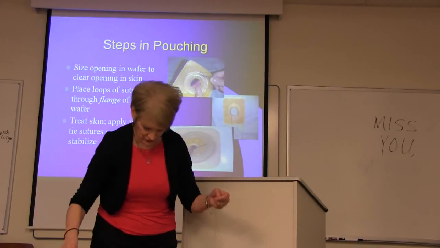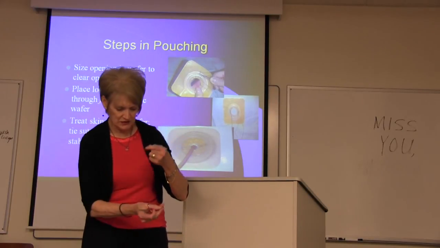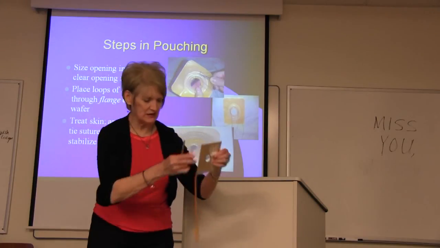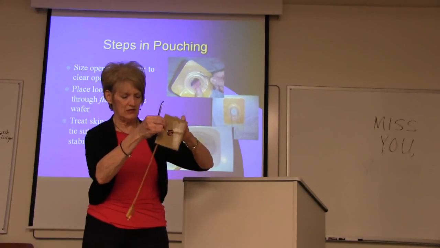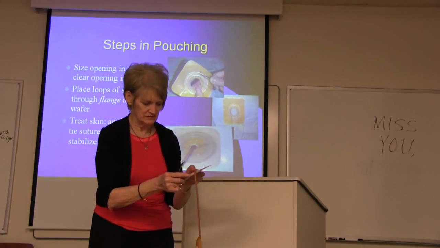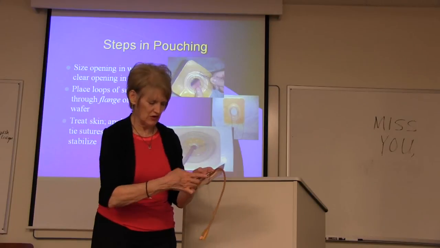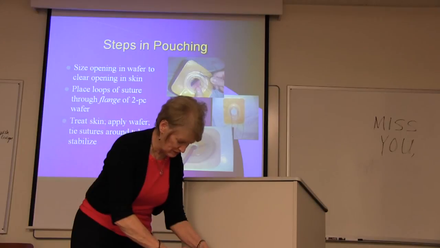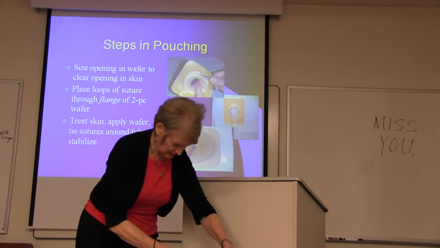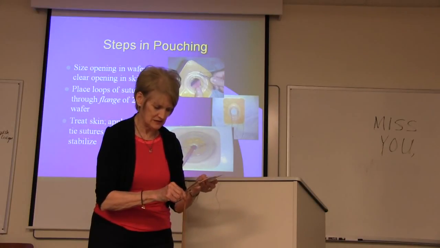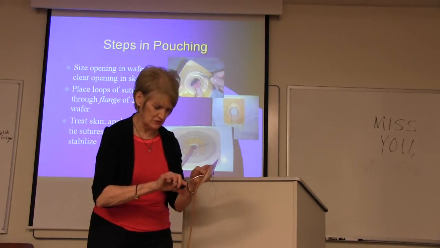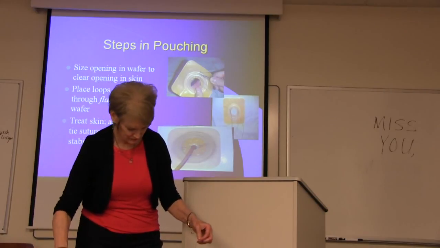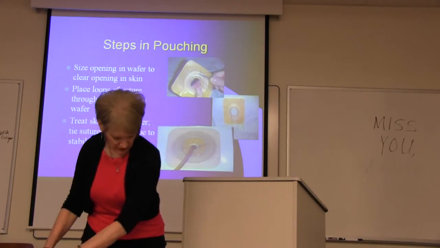Okay, so now I've got my first loop. I'm going to do exactly what we talked about. Now I cut it off, and I'm making another loop on the opposite side. And you start on the inside of the flange and you come out, and then you reposition and you come outside in. Now I have my 2 loops, and I'm going to show you how we tie it.